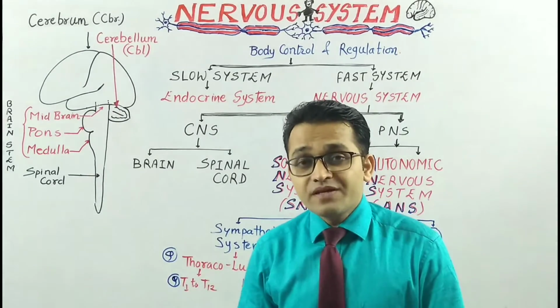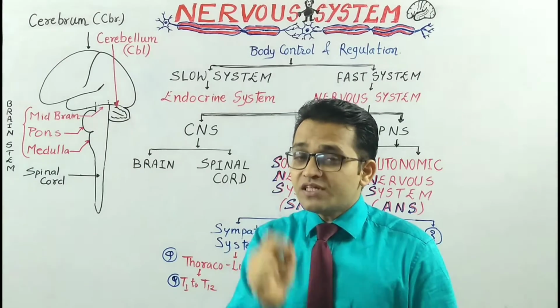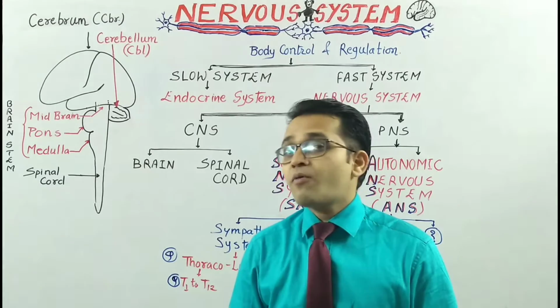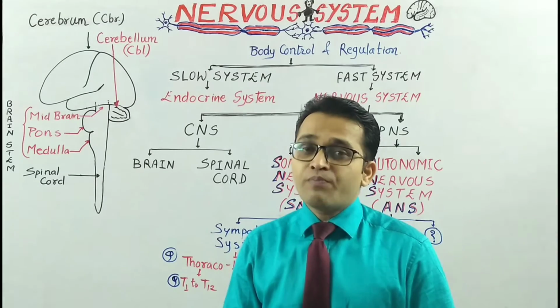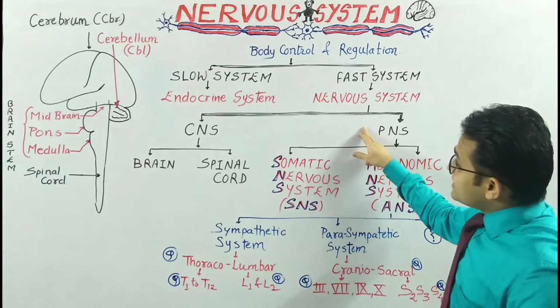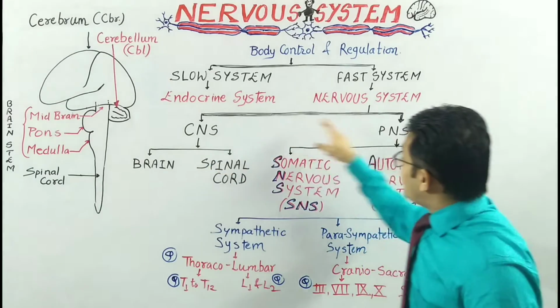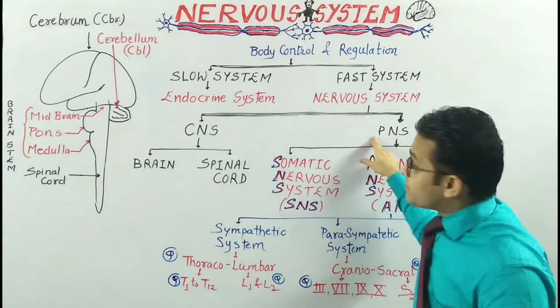What is the nervous system? The system in which the structural and functional unit is the neuron. Yes, it is made up of neurons, which is a very active part of our brain. The nervous system can again be classified under two categories: centrally located system and peripherally located system.